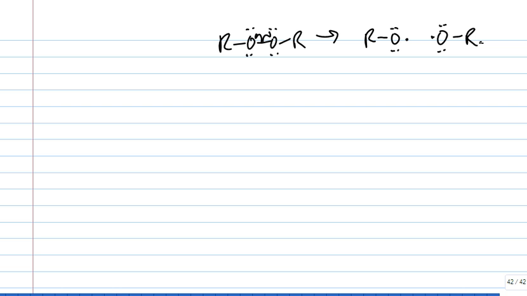So that's what you get first. You get this. That's just to start the radical process, to make radicals. So we're also using HBr. Let's see what happens when this comes in contact with the HBr.